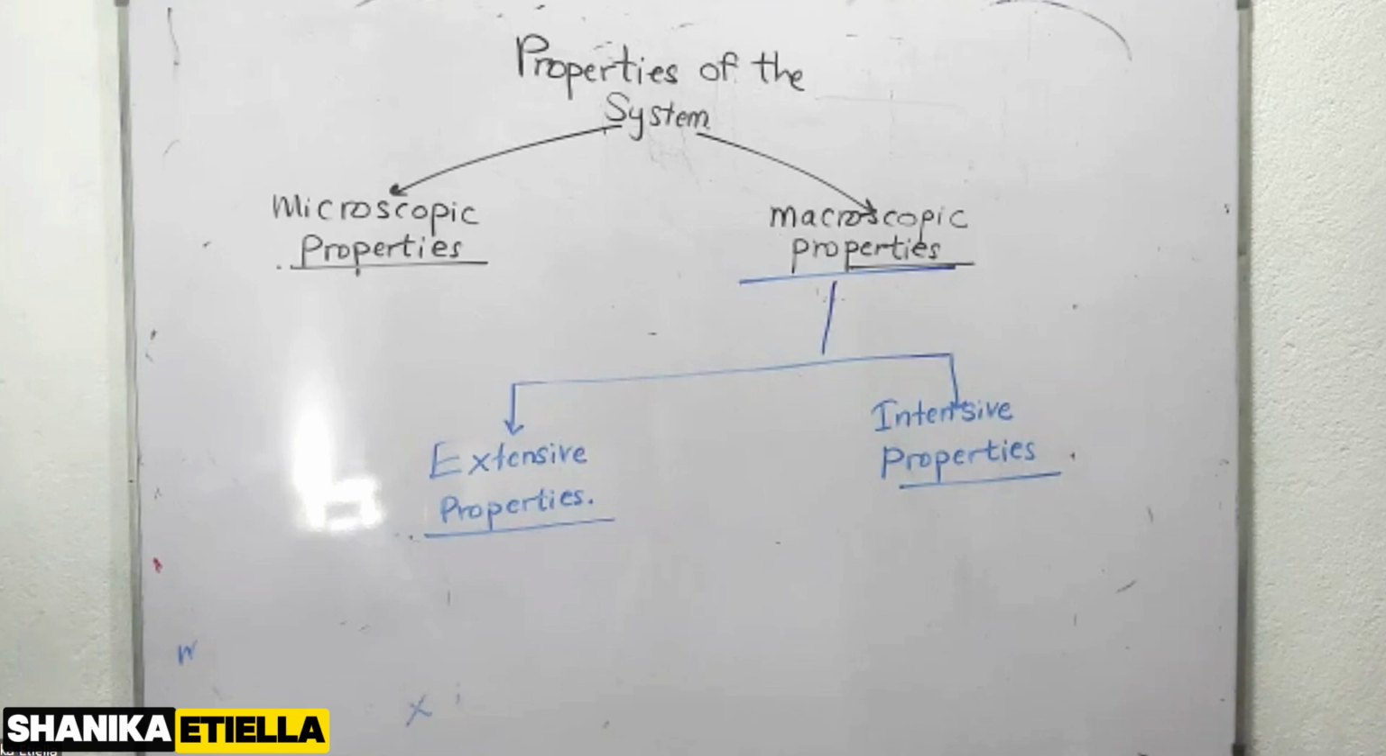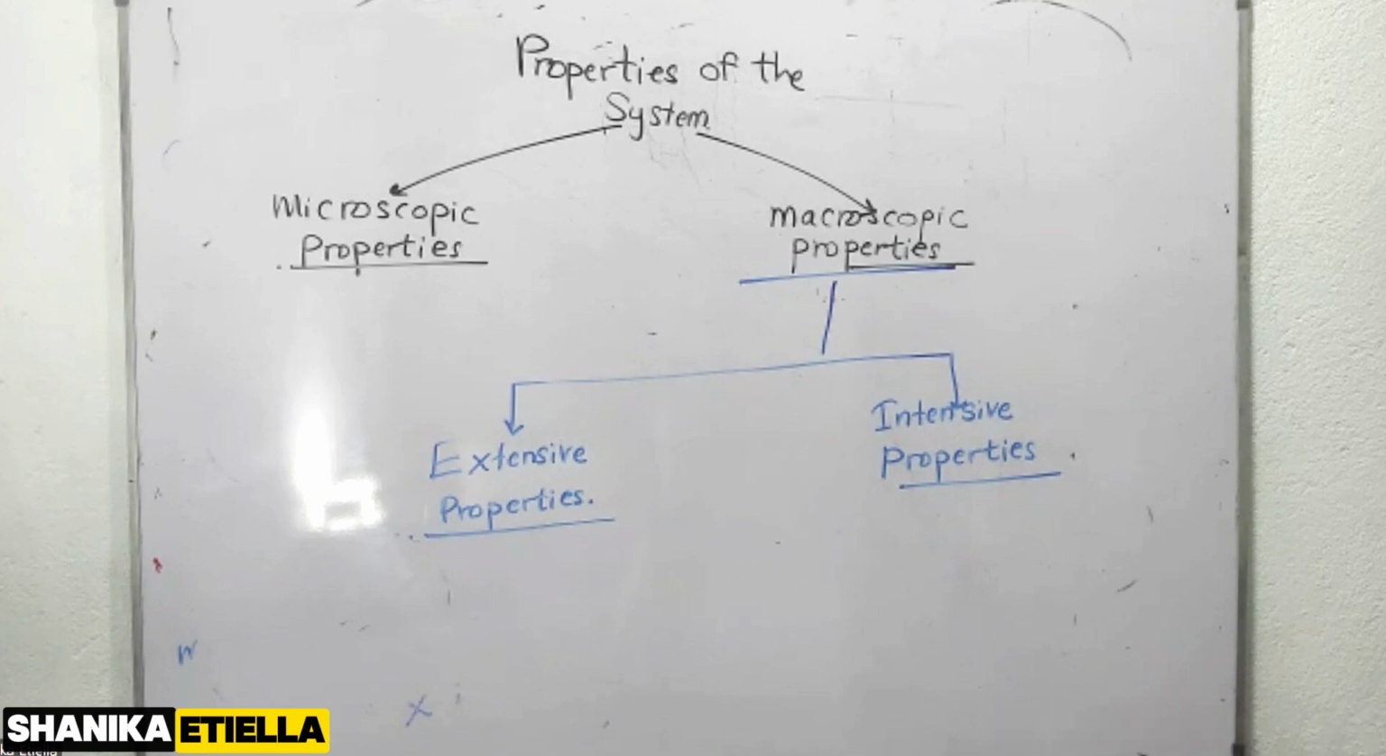Okay, then just highlight: intensive properties are independent of the amount or size of the system. And the extensive properties depend on the size of the system. Highlight those two words. That's all you need to know about extensive and intensive property.